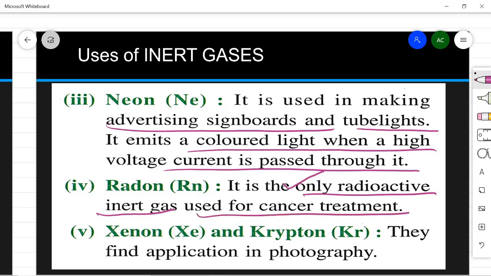तो इस तरह से क्वेश्चन बन जाते हैं. Which inert gas is used for cancer treatment? So you will write radon, symbol Rn. Xenon and krypton are used in photography. तो दोनों का जो एप्लीकेशन है वो फोटोग्राफी में है. So this way we have finished this lesson. We have done all the uses and all, and you have to learn these uses. At least 2 uses you must learn for all the elements which we have studied.